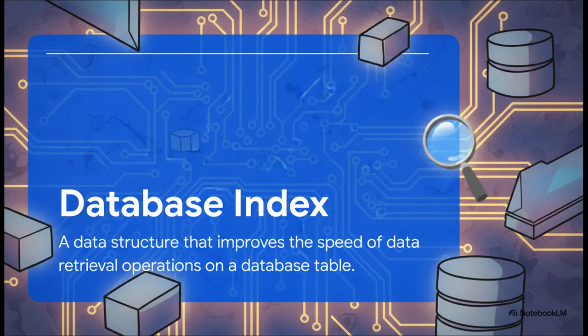All right, the number one most powerful tool you have for performance is the database index. And the best analogy for it is perfect. It's just like the index at the back of a book. Think about it. Without an index, if you wanted to find a specific topic, you'd have to read the entire book page by page. That's what a database does without an index. It's called a full table scan. It's slow, it's painful. But with an index, you just flip to the back, find your topic, and go straight to the right page. It's a game-changing shortcut.